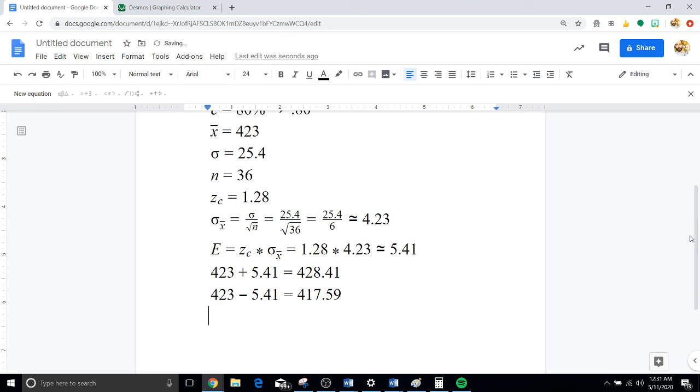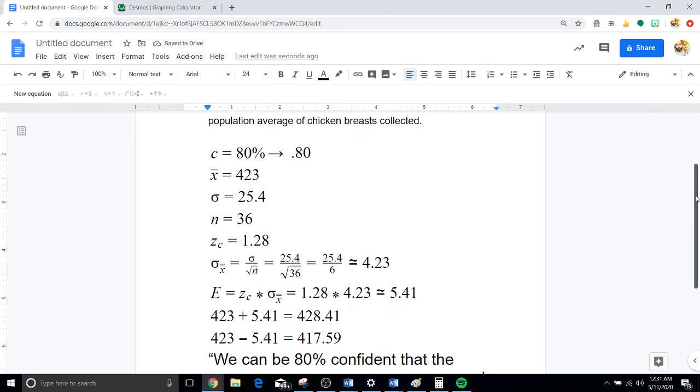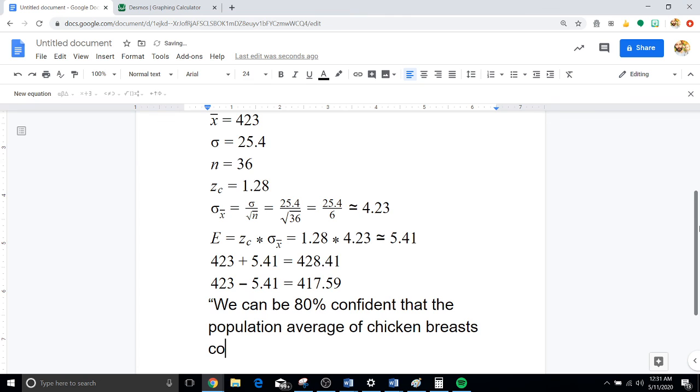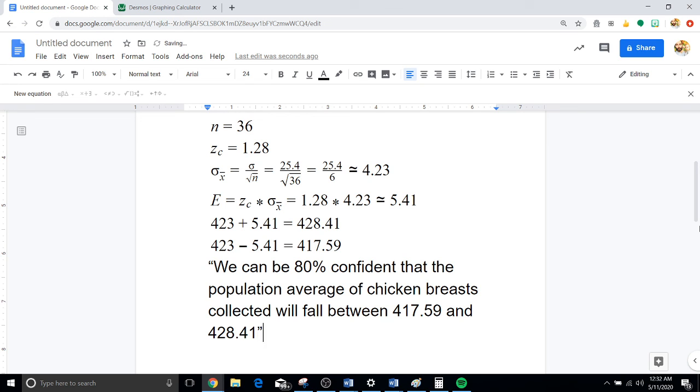Let's analyze this. So, quote, we can be 80% confident that the population average of chicken breasts collected will fall between 417.59 and 428.41. And that's it. We are done.